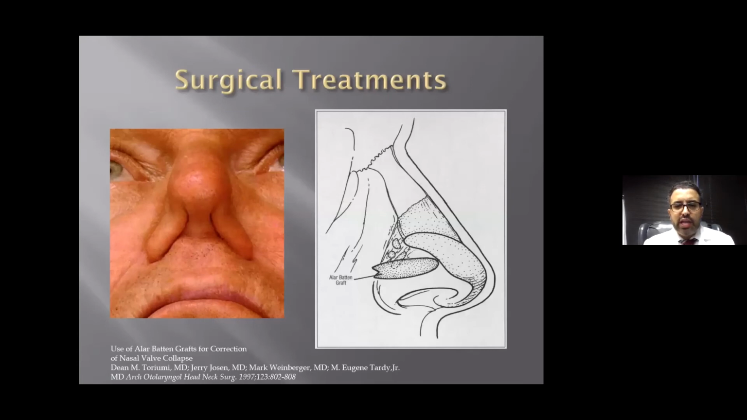So for people that have collapse, what can we do for them? If you look at the image on the right, it says alar batten graft. That is a piece of cartilage that we harvested from the septum and put it there to stabilize the airway. Next slide.